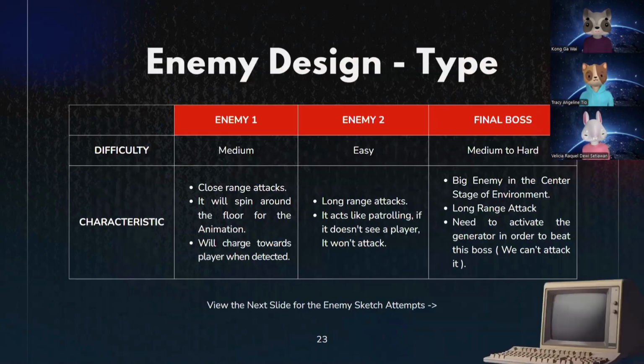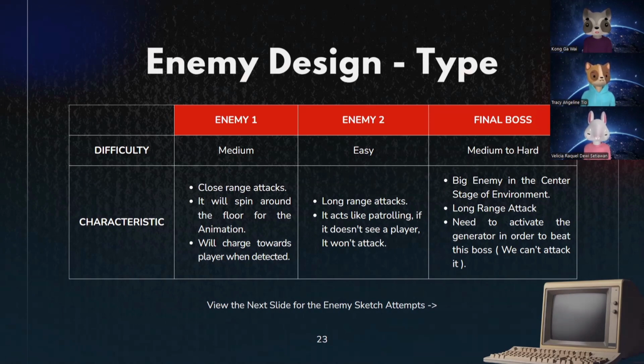So the enemy design type. First enemy, difficulty medium, is a close range attacker. It will spin around on the floor while patrolling as animation. When the player is detected, they will charge towards the player. The second enemy, difficulty easy, is a long range attacker. It will float atop while patrolling, and when they see the player, they will stop moving and start to attack the player.